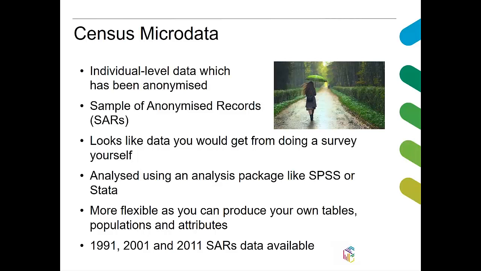One thing to note is you will not get the entire census as a microdata set, just because that would obviously be far too great a disclosure risk, but you will get sample of anonymized records data sets, or SARS for short. And these will give you between 1 to 5% of the population. And this you would use in the same way as you would for any social survey data. So they will be analysed through packages such as SPSS or Stata. And you can do the same sort of things as you can with a survey microdata set.